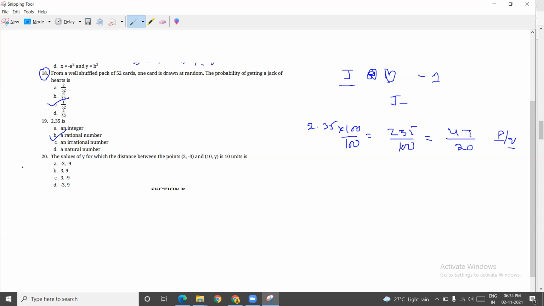Will you agree whether it is a rational number or not? Students, are you clear what I'm saying? Yes or no? Guys, please.